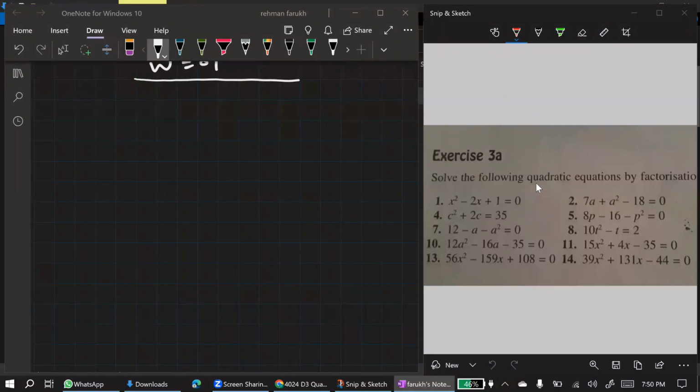Beta ji, today we will learn how to factorize a quadratic equation.